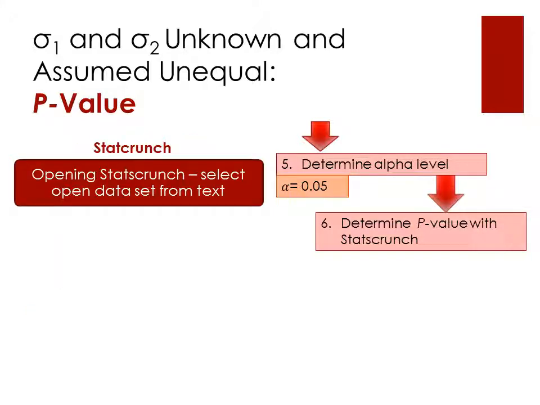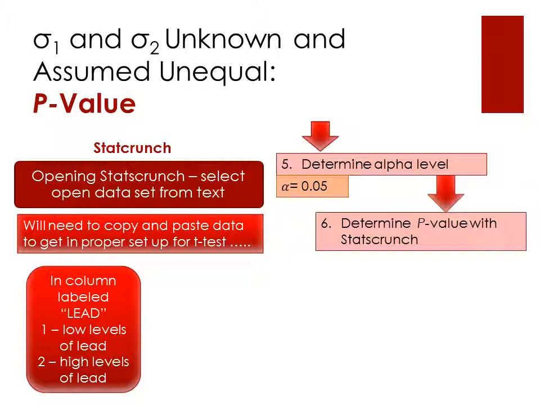When you're opening your StatCrunch, like we've already said, select the open data set from the text and open up data set 5. Once you have that, we're going to need to move the data just a little bit to be able to solve for the particular formula that we want to use. It's set up in a way that's not conducive to doing a t-test.